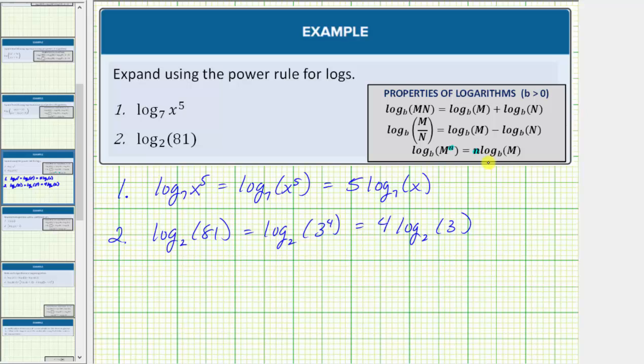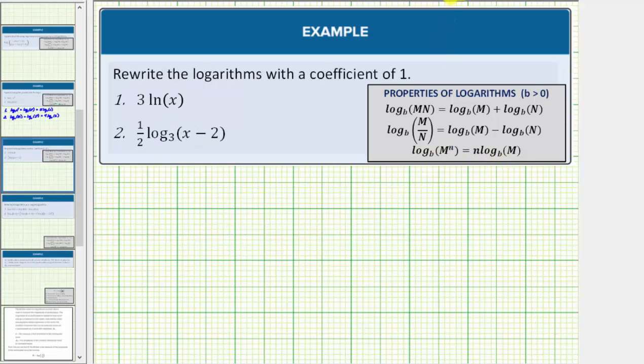And now we'll use the property in the reverse order to write logarithms with a coefficient of 1. And this is important because notice how in order to apply the product property and quotient property of logarithms from the right side to the left side, the coefficient of the logarithms must be equal to 1.